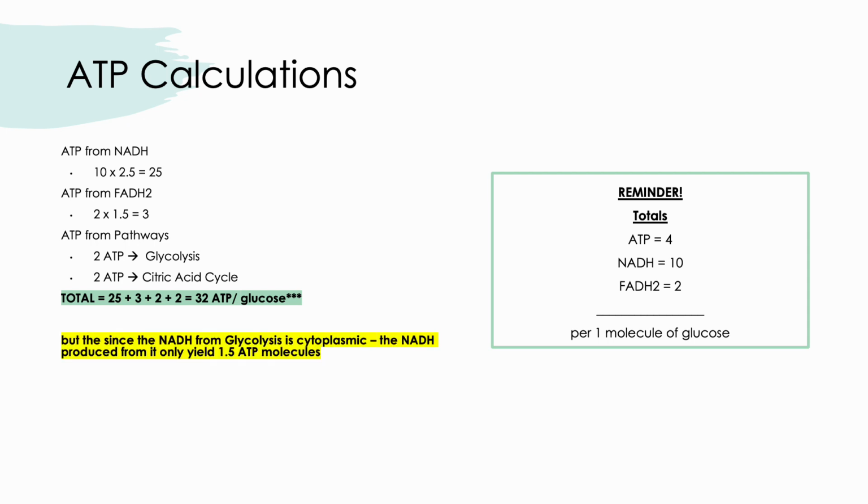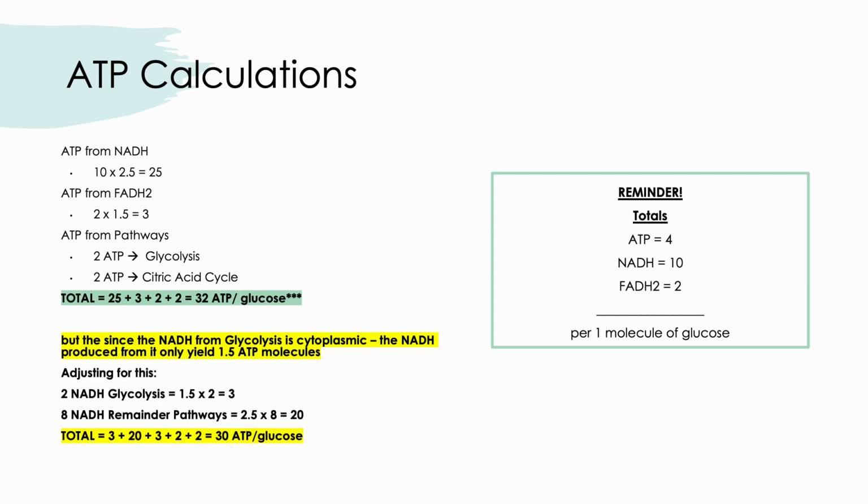However, since the NADH generated by glycolysis is cytoplasmic, it has a lower yield of only 1.5 molecules of ATP per NADH. Therefore, adjusting for this, our real total actually comes out to 30 net ATP per glucose molecule.